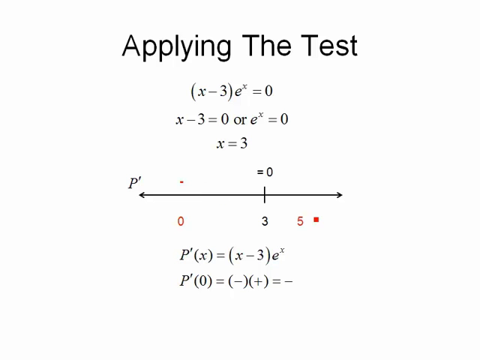Now I'm going to go ahead and pick 5. Remember, even though that's beyond 3.9, since this is a continuous function, we can test anywhere out here to the right. When I plug that in, I get 5 minus 3, which is positive, e to the 5th, which is also positive. Positive times positive gives us positive, so we'll label a positive on our number line.